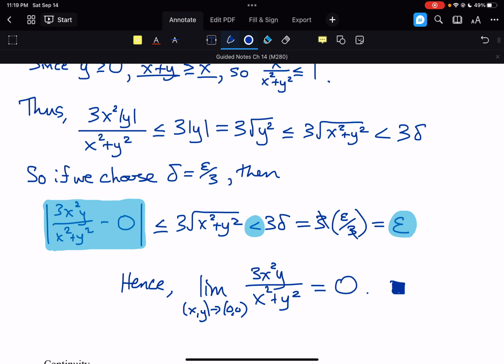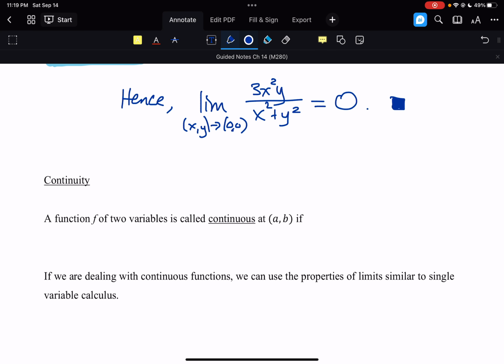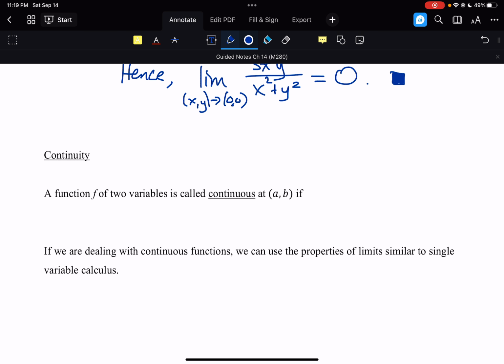Sometimes it's our only option, but in calculus, we often like to talk about continuity. Continuity is going to really help us out here. So a function f of two variables is called continuous at a point (a, b) if the limit as (x, y) approaches (a, b) of f(x, y) equals f(a, b).